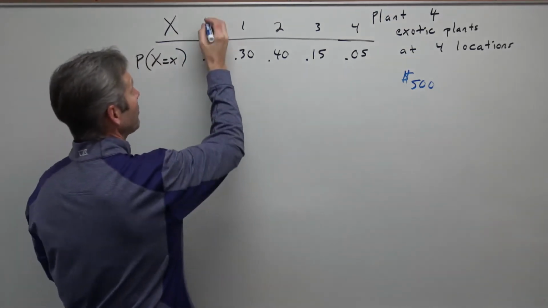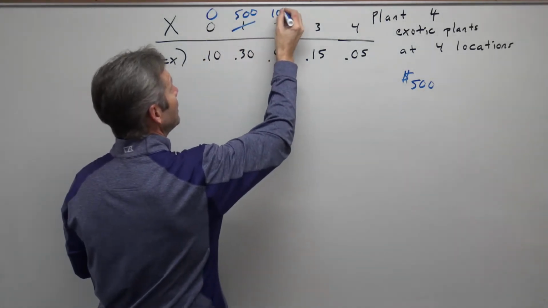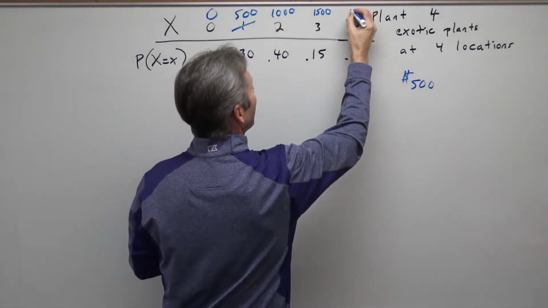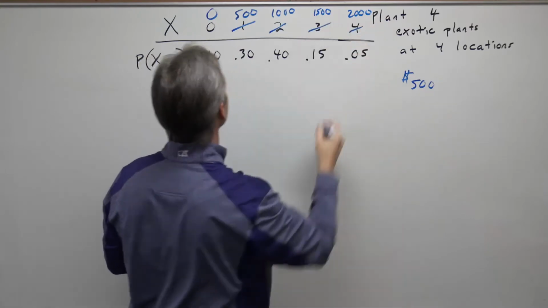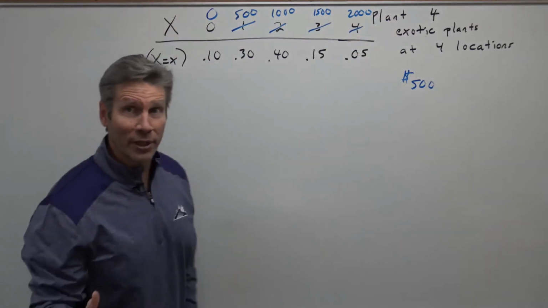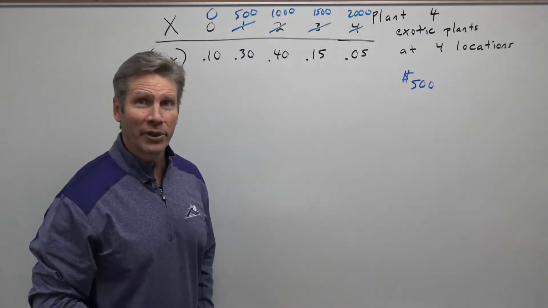So if none of them survive, you make $0. If 1 survives, you get $500. If 2, it's $1,000. If 3, it's $1,500. And if it's 4, it's $2,000. So now the random variable is how much money we're going to make. It's still numerical, and it's still based on these same probabilities right here.